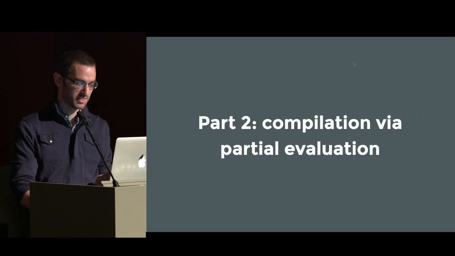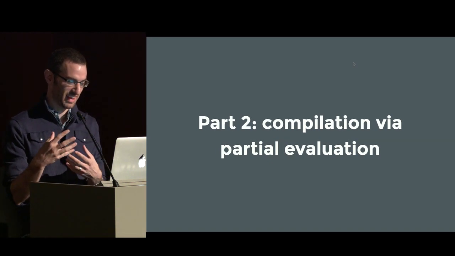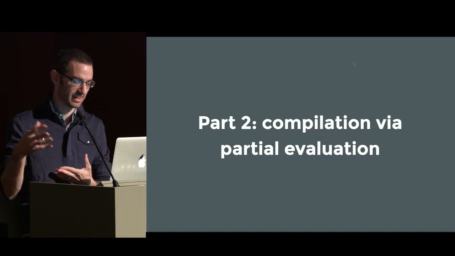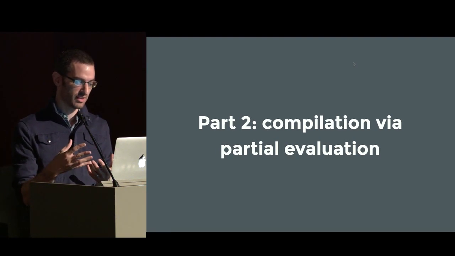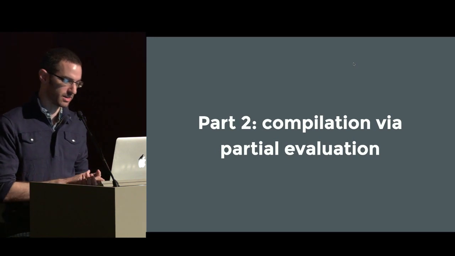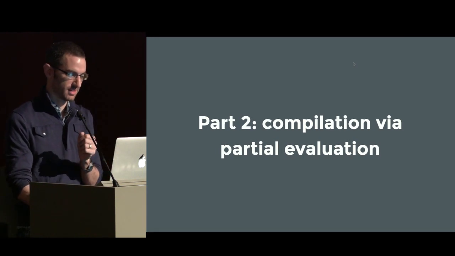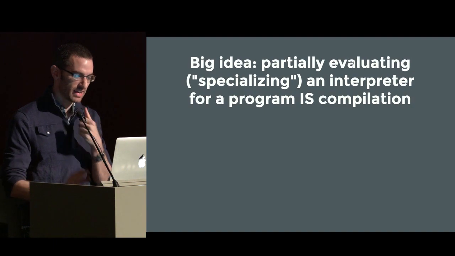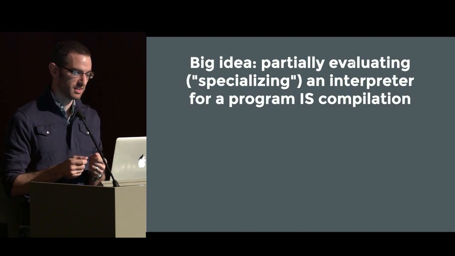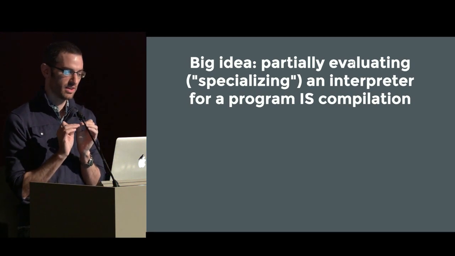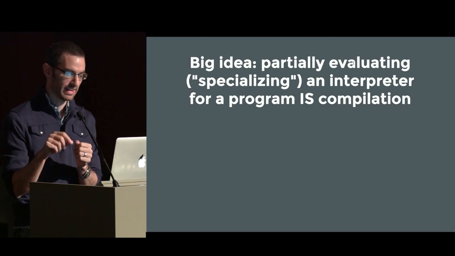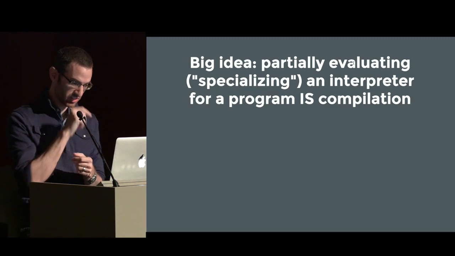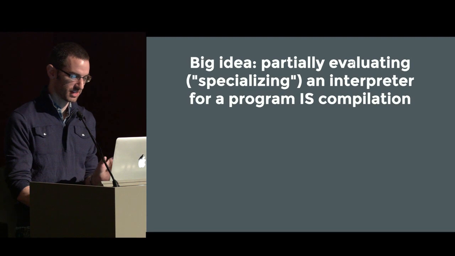And so now we're in part two of the talk. To me, it's this almost amazing idea that for about the level of effort of building an interpreter, you can get something whose performance approaches native speed. It's using this technique of compilation via partial evaluation, which I'm going to tell you all about. The big idea, and don't worry if this doesn't quite make sense yet, is that when you partially evaluate or specialize an interpreter for a program, that is compilation of that program, or it can be thought of as compilation of that program.